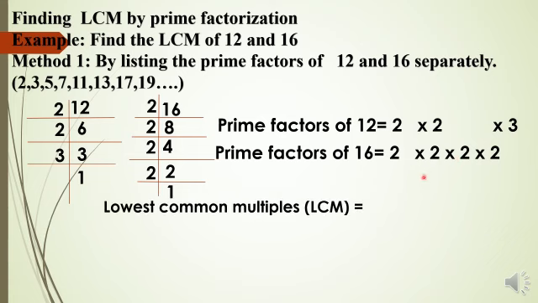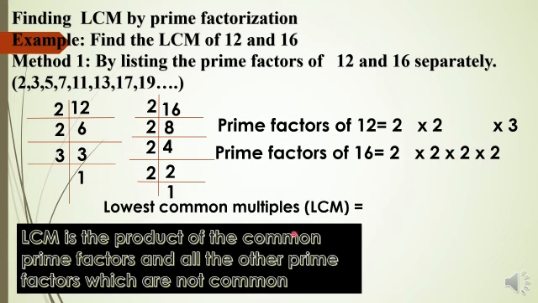Then how to find LCM? LCM is the product of the common prime factors and all the other prime factors which are not common. Here which are the common numbers? Common prime factor. There, 2 is the common factor. Is there any other common factor? Yes, one more 2 is there, common factor. And LCM is the product of these two common factors. Let us multiply that 2 into 2.